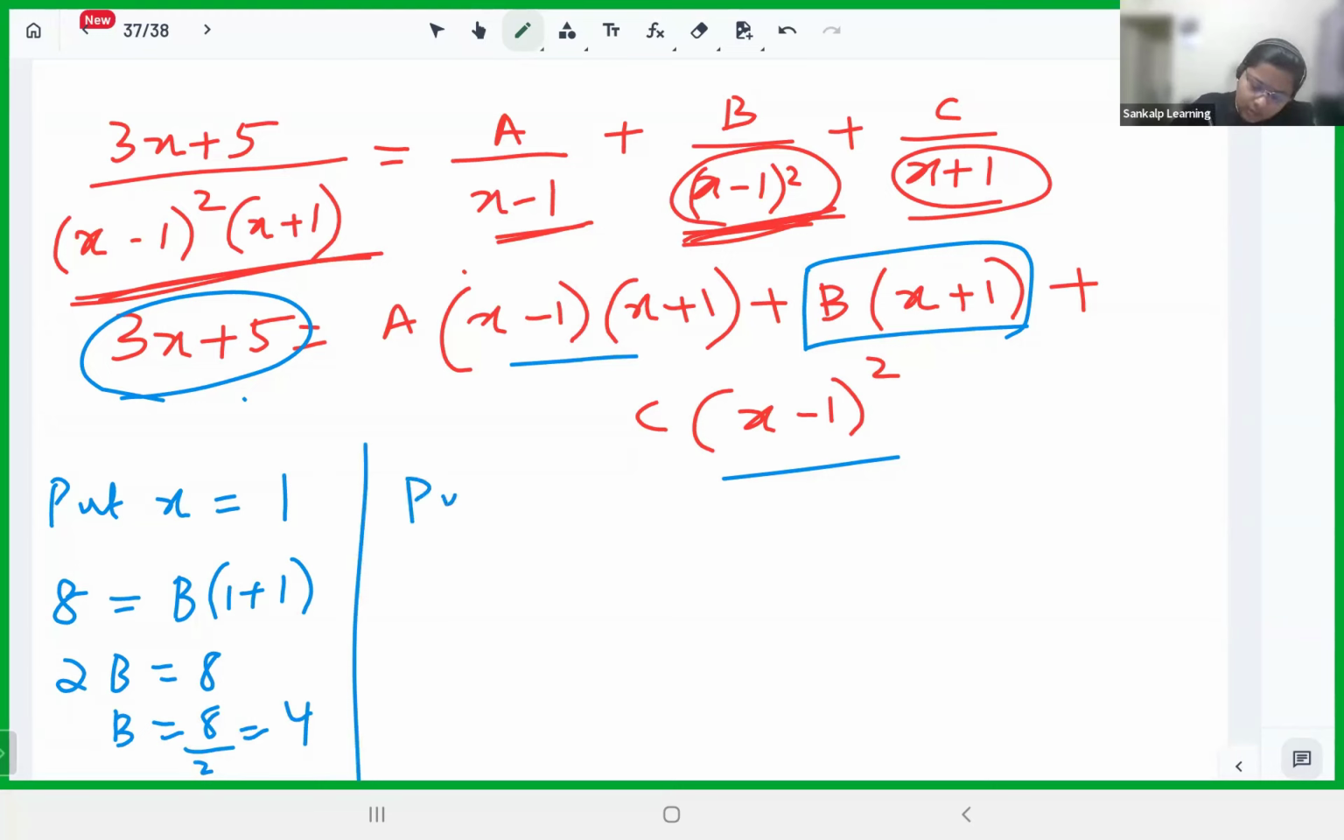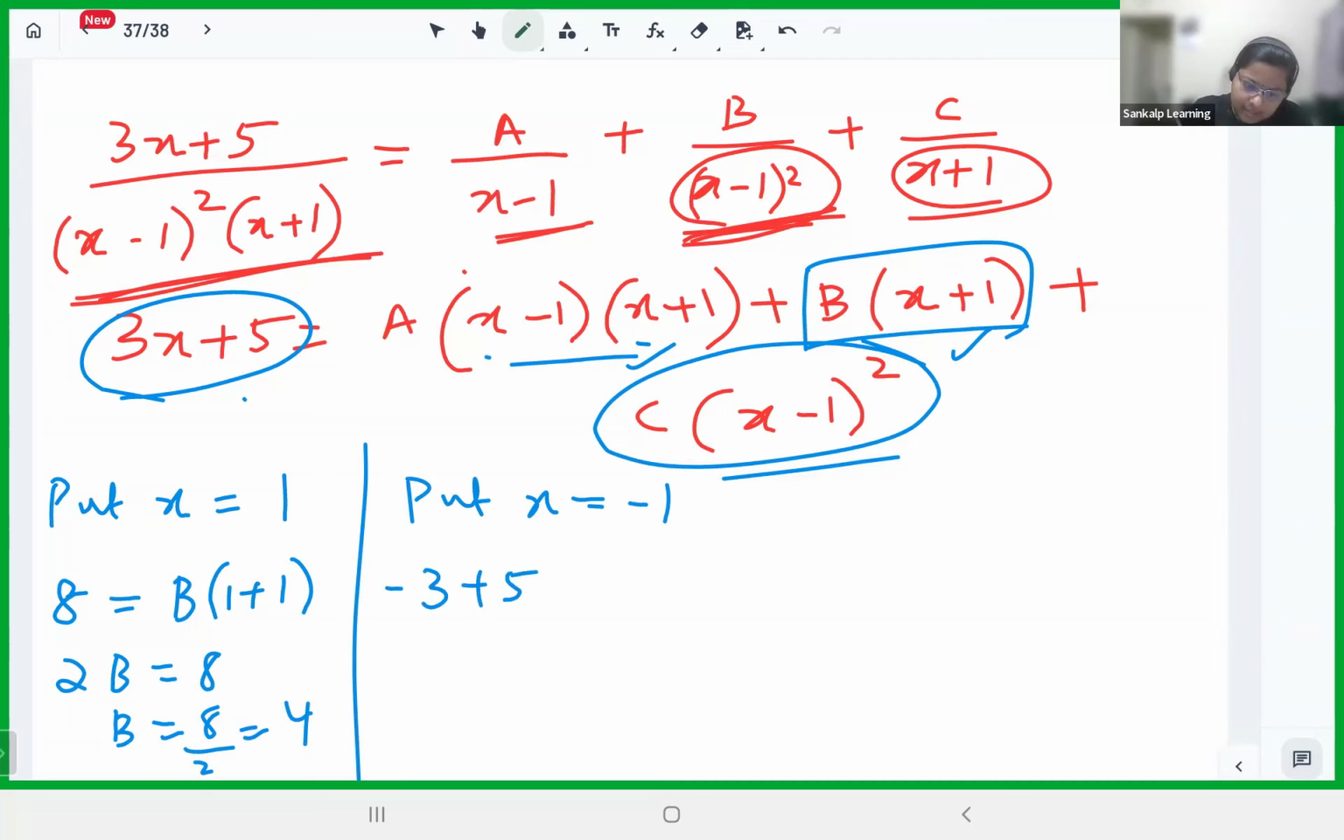Now put x equal to minus 1. Minus 1 means minus 1 plus 1. This term gets cancelled. This term gets cancelled. Only this one will be pending. Right? So minus 1 means minus 3 plus 5 is equal to c into minus 1 the whole square. So this is actually 2 is equal to minus 2 the whole square, which is 4.